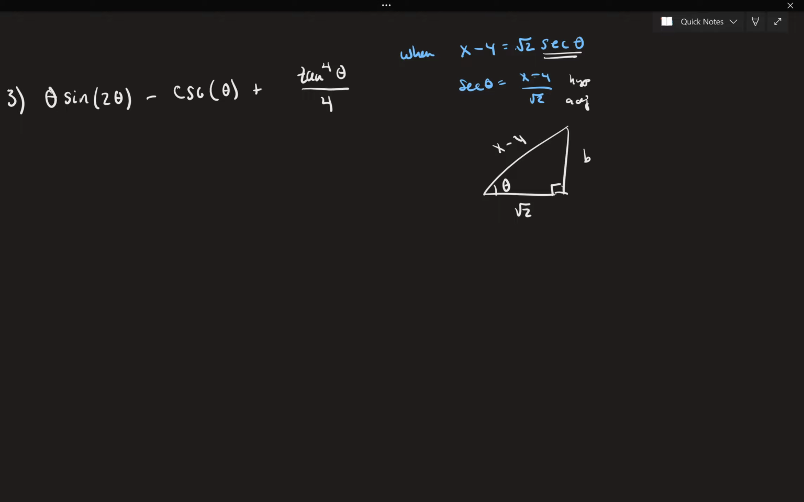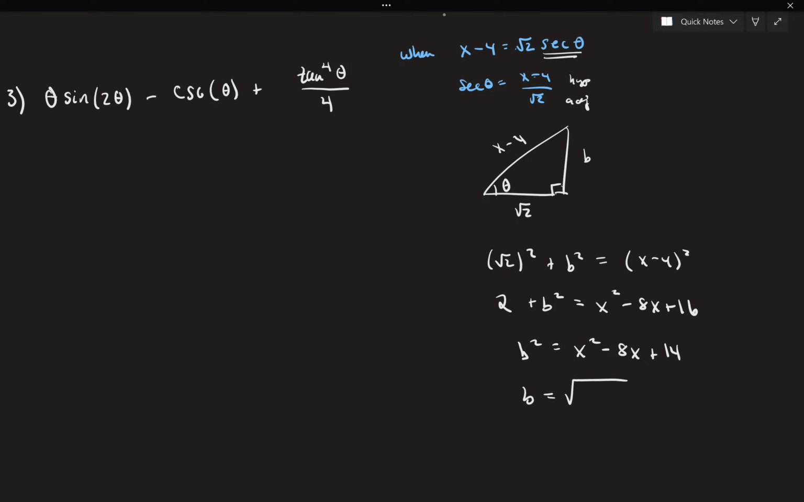This one I can't do in my head, so I'll just do it on its own. I have root 2 squared plus b squared is the hypotenuse squared. So 2 plus b squared is, I'll FOIL that, x squared minus 8x plus 16. And then b squared is, I'll subtract 2. And b will be the square root of that. So there's my last side. It's the square root of x squared minus 8x plus 14.